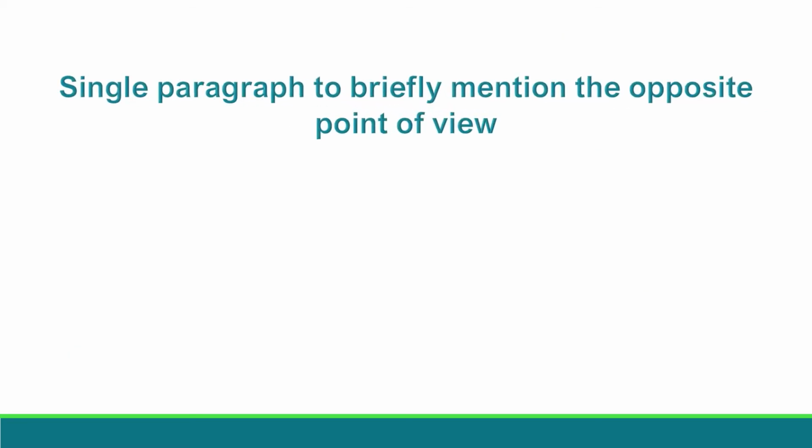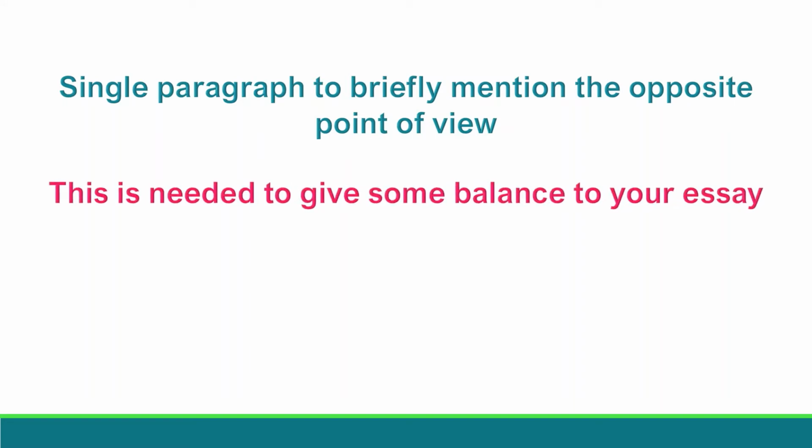A single paragraph to briefly mention the opposite point of view. This is needed to give some balance to your essay. This is very essential, to be honest, because it's kind of pointless just putting all your arguments and not mentioning the other side a little bit as well. If you mention a little bit about the other side, it helps to reiterate your point, because otherwise the reader will only see your side and will not see the other side. The reader needs to get a little glimpse of the other side as well. Then that will really give a balanced perspective to the reader in terms of your argument.